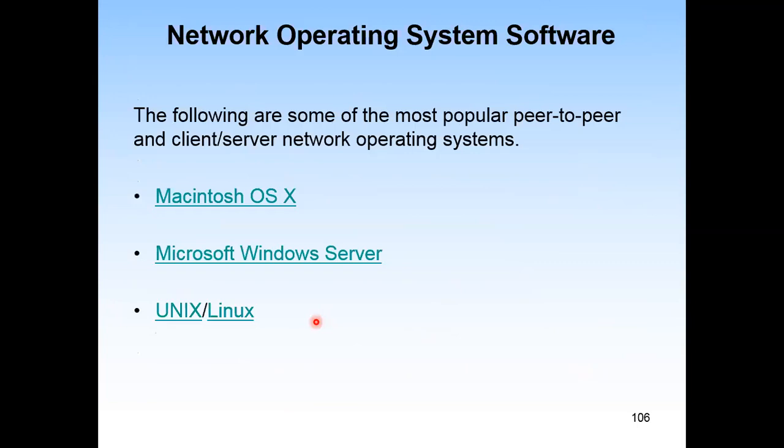Network operating system software: the following are some of the most popular peer-to-peer and client-server network operating systems. Macintosh OS X, Microsoft Windows Server, with different versions available such as 2003, 2008, 2012, and so on, and Unix or Linux. So this is our lecture.